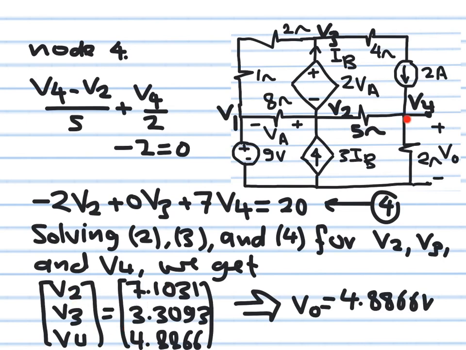Remember, our target is to get V output, and V output here is V4. This is what we call V4. So V output is equal to V4, which is equal to 4.8866 volts. Remember this number because we'll have to obtain it through two different methods. So this is the first part, doing the solution using nodal analysis.